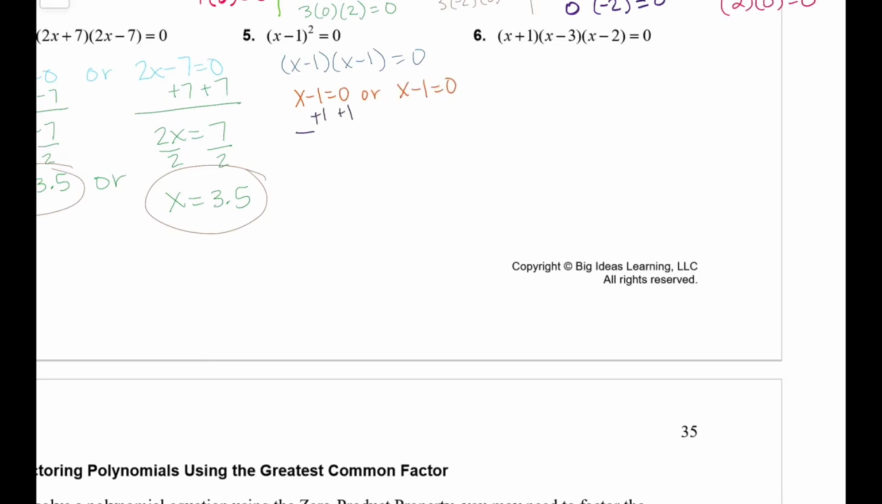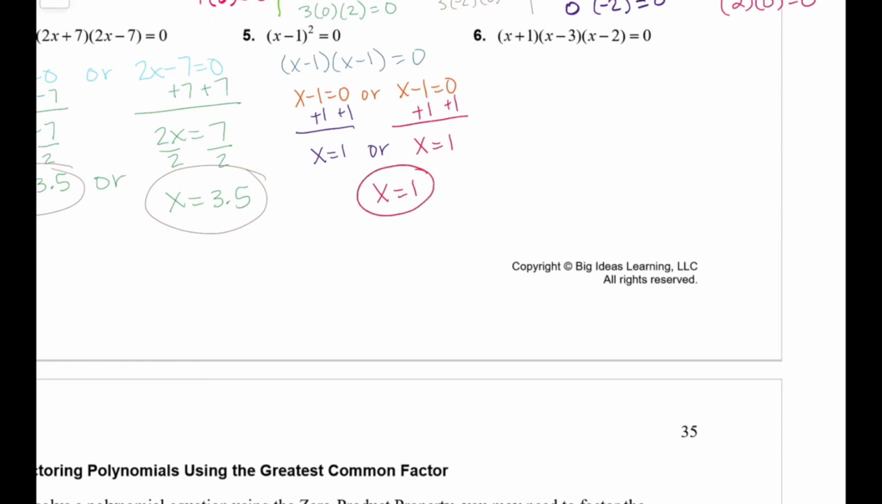So we can add 1 to both sides of the equal sign, x equals 1, and the other equation is the same. So since those answers are the same, that is my only solution, where x is equal to 1.